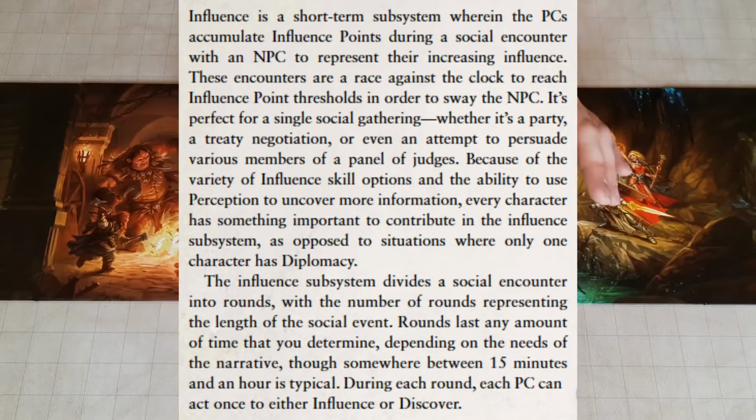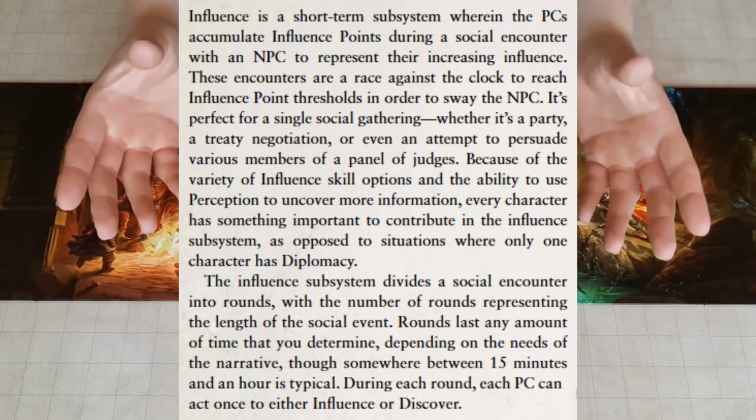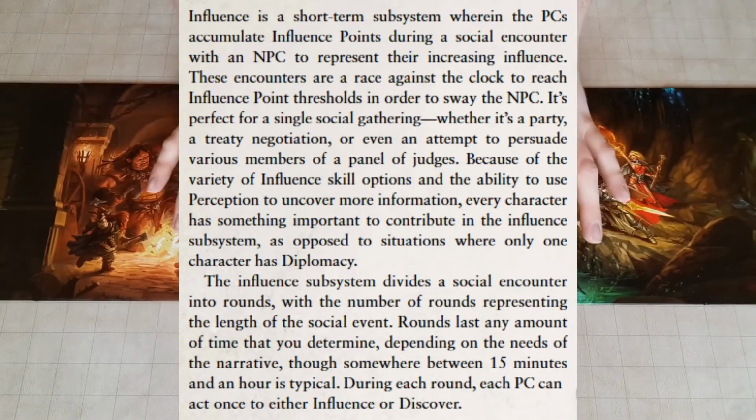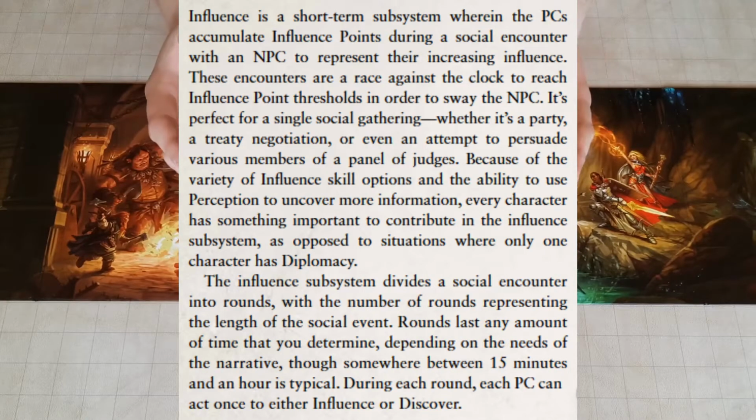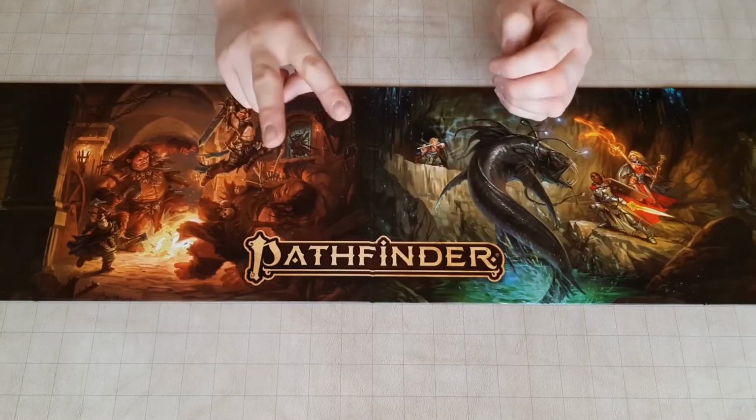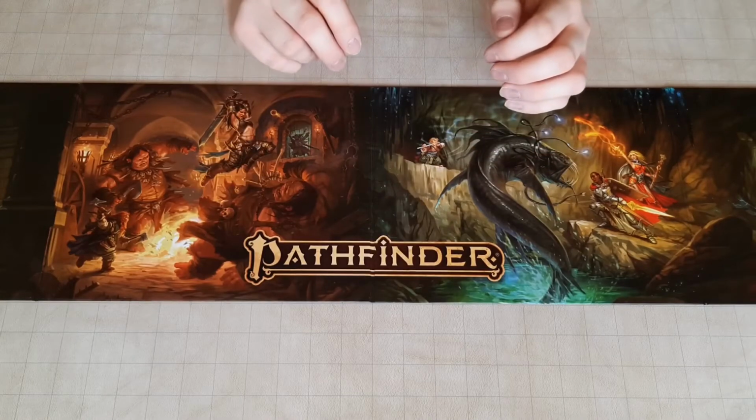The influence subsystem gets the entire party involved by allowing a variety of skills to be used to convince the NPC. Influence social encounters take place in rounds that last typically between 15 minutes and an hour per round, depending on the context, and each PC gets one action per round. During influence, there are two types of actions you can take.